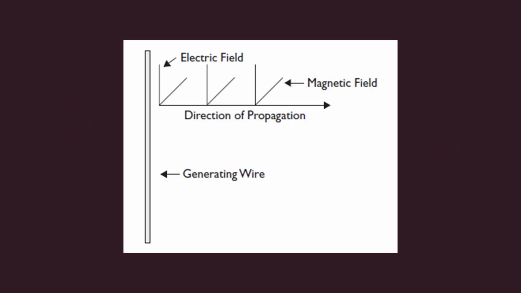This is a very simple diagram which explains electromagnetic propagation. If you look at that, this is an electrical field. This is a magnetic field, and the angle between them is 90 degrees. Once this generating wire generates a signal, it moves away from the generating wire. If you consider this as your antenna, which propagates the signal, it moves away from the antenna. So that's how it works.